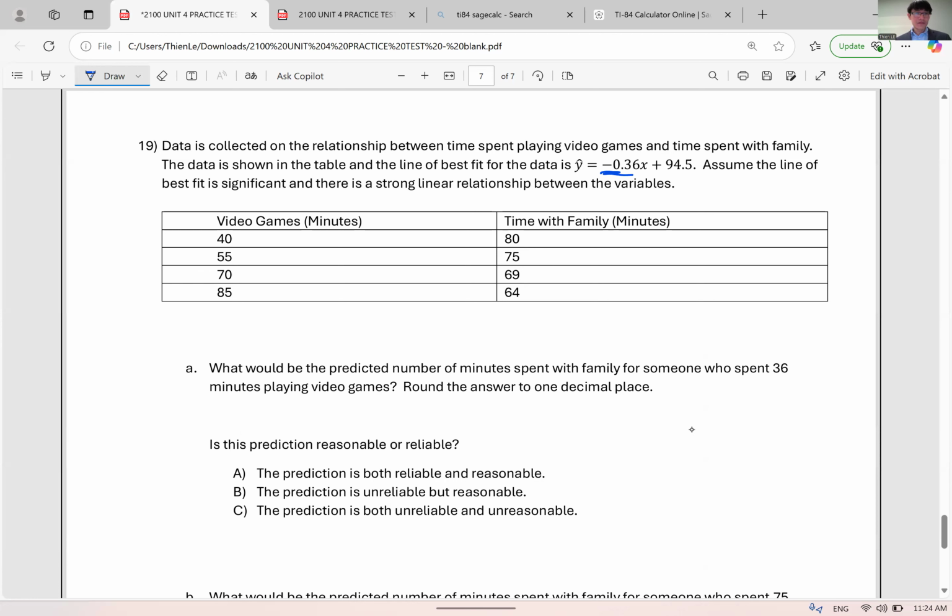Assume that the line of best fit is significant, a strong linear relationship here. What would you predict for the number of minutes spent with family for someone who spends 30 minutes playing games? So you plug in, right? Here it's unclear what X and Y are, but it seems to me they use game time to predict the family time. Oh, yeah, you try to predict family time for someone who spends 30 minutes, okay? But it should be stated clearly, okay?